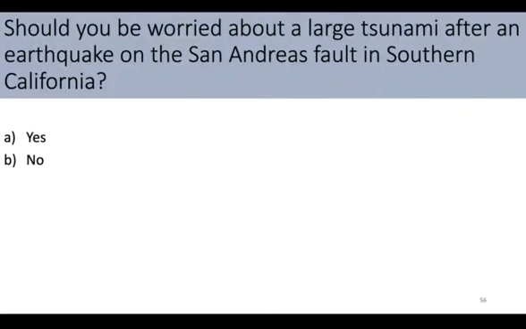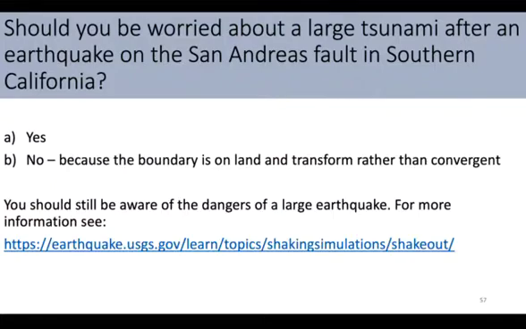So, should you be worried about a tsunami after an earthquake on the San Andreas Fault in Southern California? So here we are in Southern California. If there was a huge earthquake along that fault, would you have to be worried about a tsunami? The answer, lucky for us, is no. That's because the San Andreas Fault is a transform boundary. That means there's no vertical motion. Also, most of it is on land.